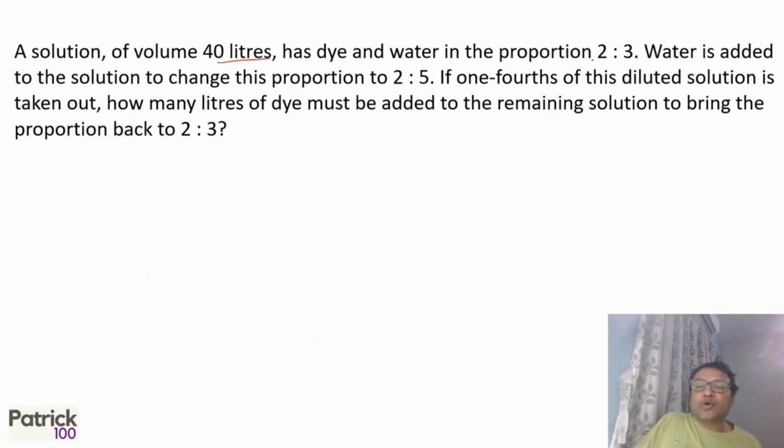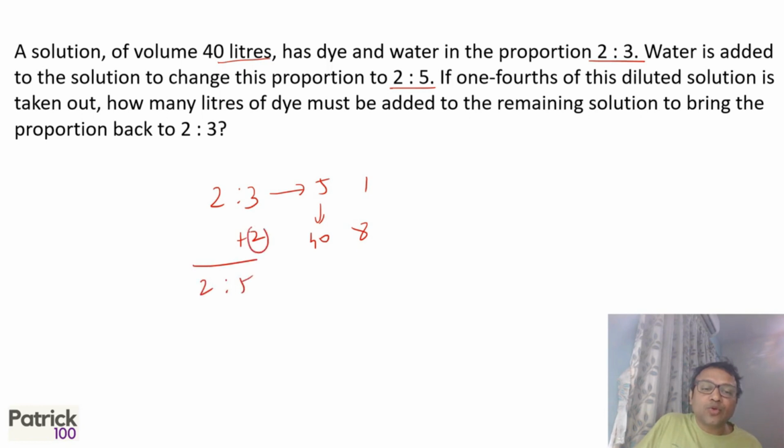40 liters of dye solution, 2:3. Water is added to the solution to change the proportion to 2:5. Okay, so if we say 2:3, that means 5 stands for 40. Which means 1 will stand for 8. So when you add 2 parts out here to make it 2:5, 2 stands for 16. So total becomes 40 plus 16, which becomes 56. Okay, this is one way to solve.